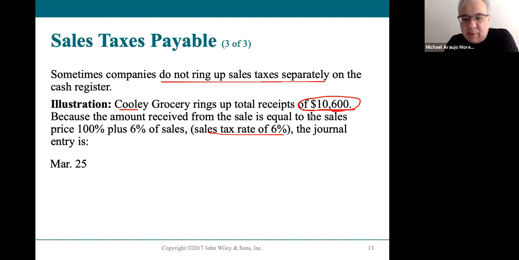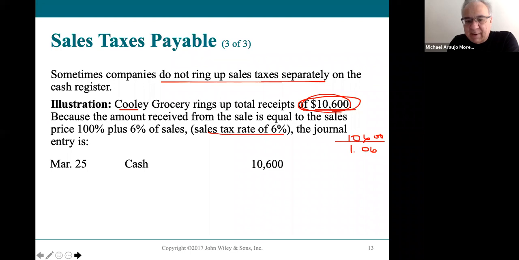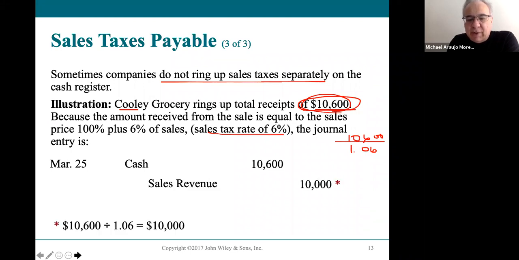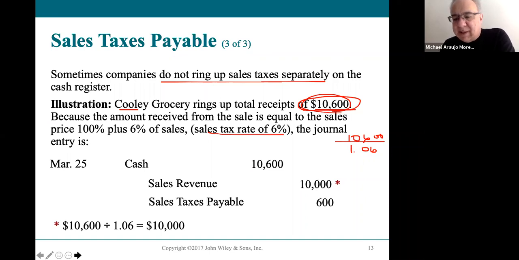$10,600 is the tax? Well, we would take the 10,600 and we would divide it by 1.06. Right? So we would take the 10,600 and divide it by 1.06. Okay. And that'll allow us to separate the tax from the revenue that we're getting. So the revenue is 10,000 and the sales tax is 600. But the way we would do it is simply to divide by 1.06.